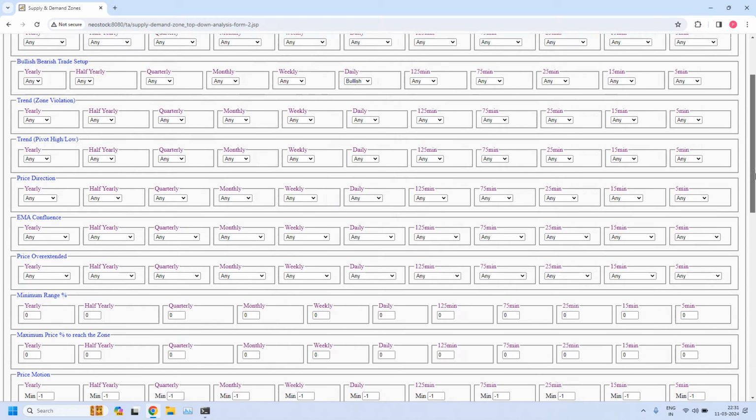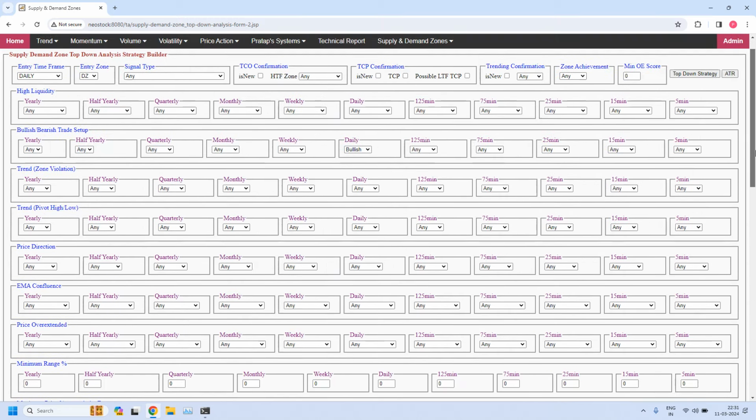And the second parameter, between the daily demand zone and daily supply zone, at least I want a minimum 3% profit. So that's why I am using a minimum range. This is nothing but reward. So minimum reward should be 3%.